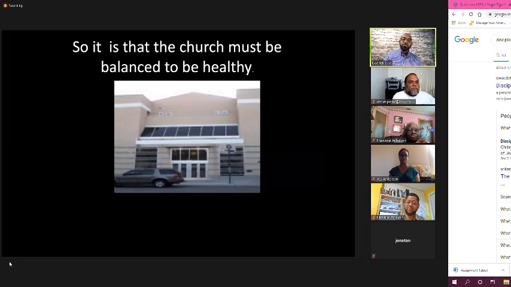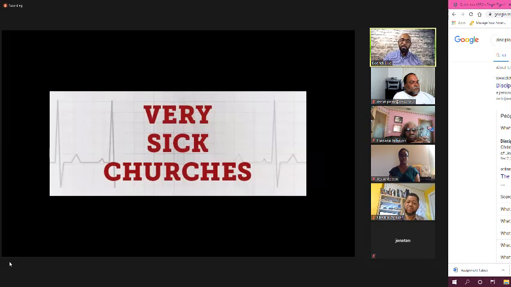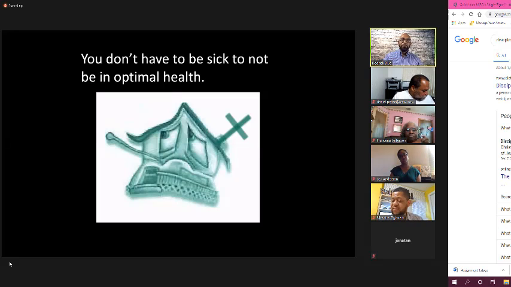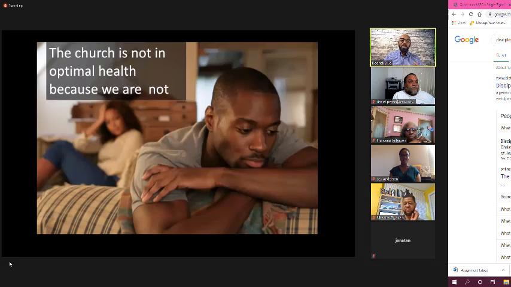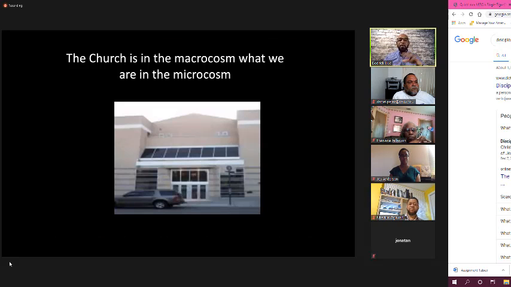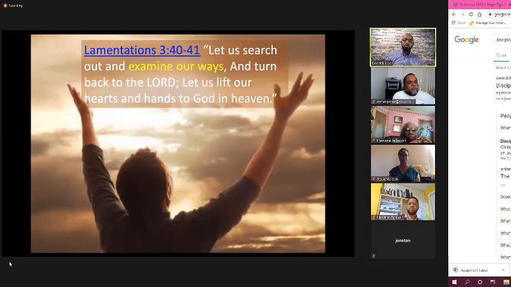So it is that the church must be balanced to be healthy. And there are some very, very sick churches. You don't have to be sick to not have optimal health. The church is not in optimal health because we are not in optimal health. So the church is the macrocosm of what we are in the microcosm. So in examining ourselves and examining the church, let's look inward. In your research of what you're going to be doing in terms of looking at your church, think not just of the church in terms of the macro. Think of the church in terms of the micro.